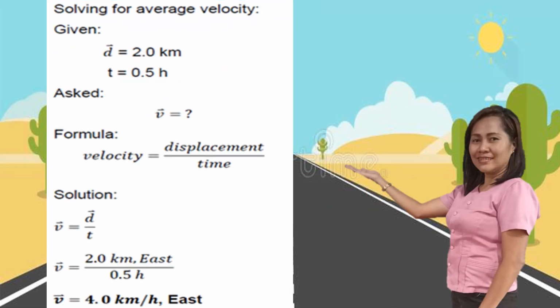Solve for the velocity. You have to follow the formula: displacement divided by time. You will have 2.0 kilometers divided by 0.5 hours. The answer will be velocity is equal to 4.0 kilometers per hour to the east.